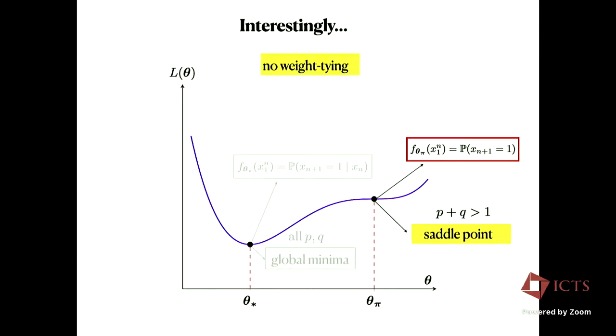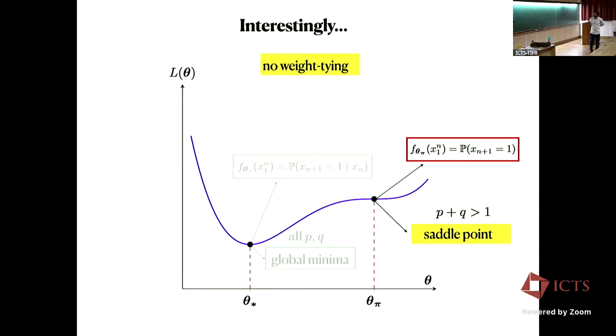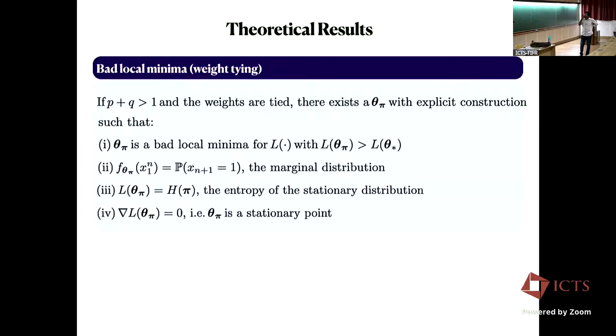Yeah, great question. As I was saying, if you remove weight tying, this point turns out to be a saddle point. Mathematically, what you can show is that if your switching is greater than 1 and there is weight tying, you can explicitly construct points theta pi in this parameter space that are bad local minima, meaning the loss is strictly greater, where the prediction probability is the marginal, and you can show that the loss exactly corresponds to the entropy of this stationary distribution, the Shannon entropy, and that it is a stationary point. That's the main technical result you could show.